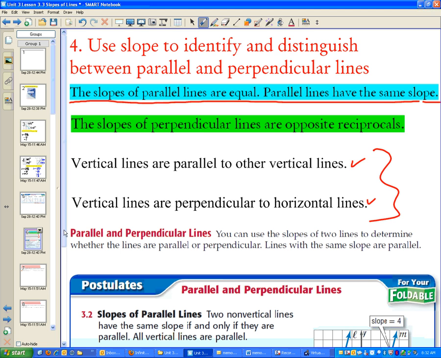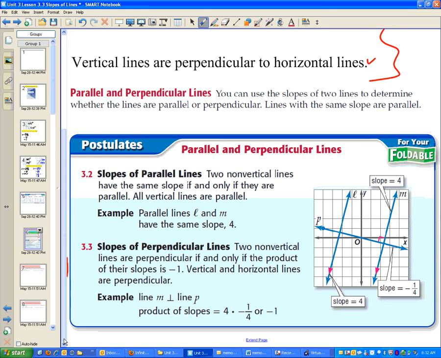All right. Now here's the way the book says it. See why I paraphrased it and made new definitions? They say what I said. Hopefully I said it a little more straightforward. Slopes of parallel lines: two non-vertical lines have the same slope if and only if they are parallel. All vertical lines are parallel.